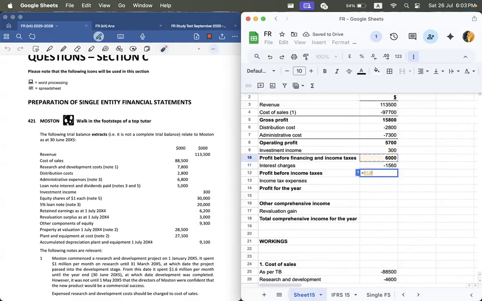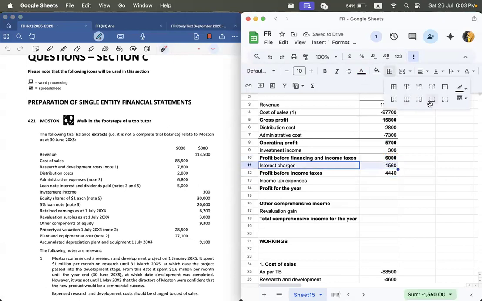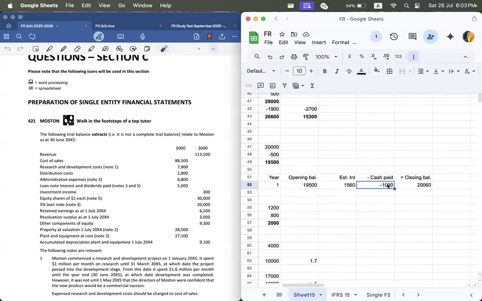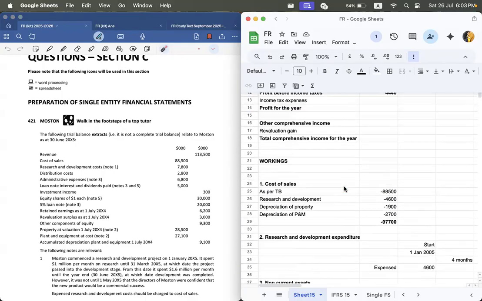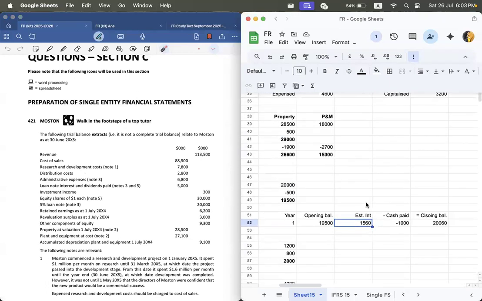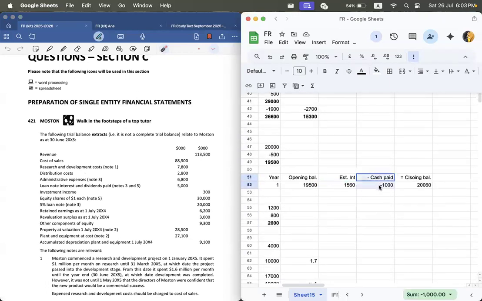Why estimated interest and not the closing? It's not interest that we calculated, right? The point of view is that whatever we are showing, it should be true and fair. That means the prevailing market rate is going to be 1560. So that is the logic behind taking 1560 as the interest charge to the income statement. The reason that we're taking cash paid is that we're paying 1,000 per year, so it gets deducted from the overall balance. That's all.